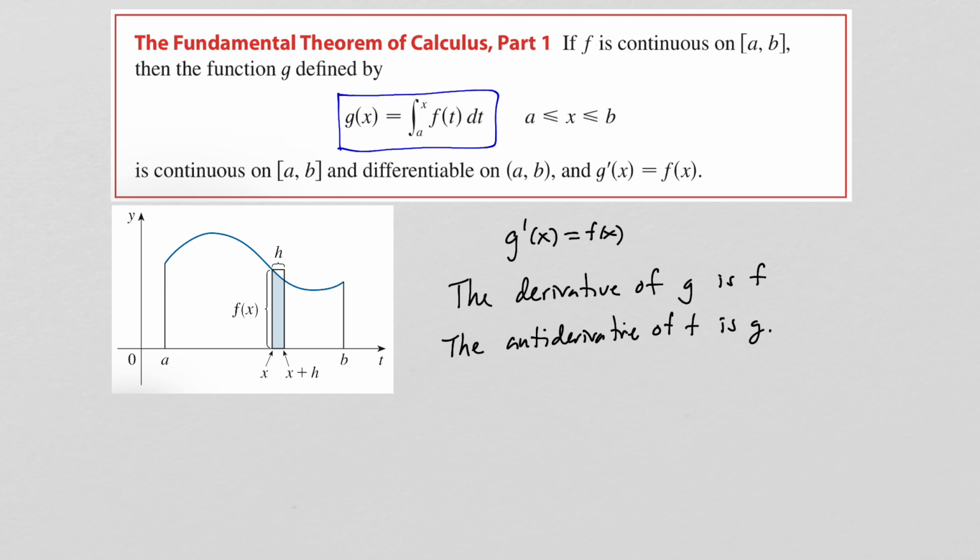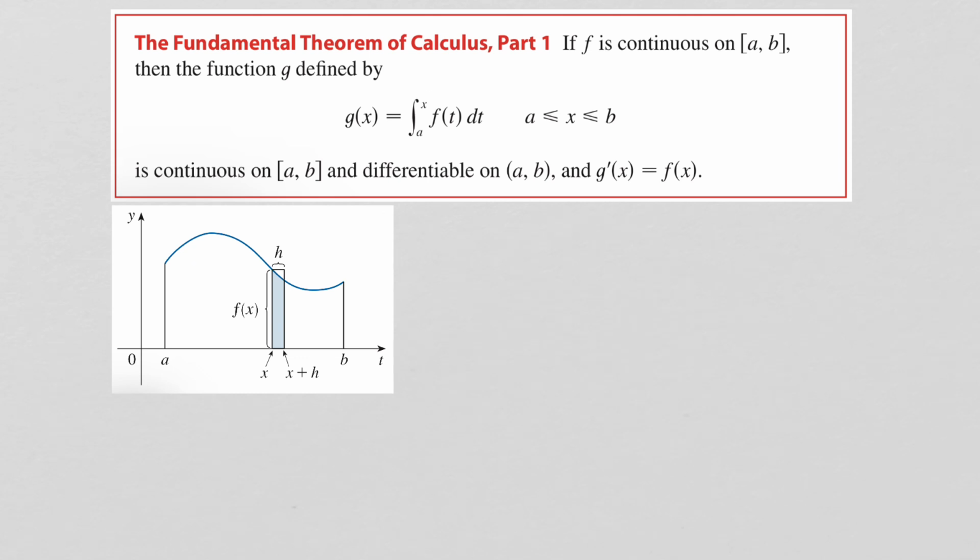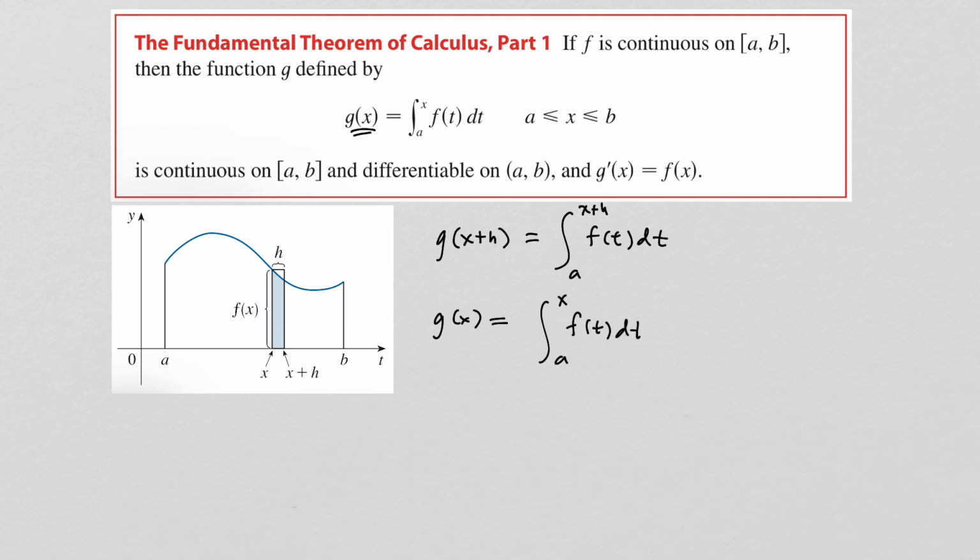Now, what I'd like to do is give you a very brief idea of the proof behind this, and I will preface this by saying that this is not a rigorous proof, but I want to show you the idea behind the proof. So first, let's consider what the value of g of x plus h would be. According to the definition of g here, it would be the integral from a to x plus h of f of t dt. And then g of x, of course, we already know is the integral from a to x of f of t dt.